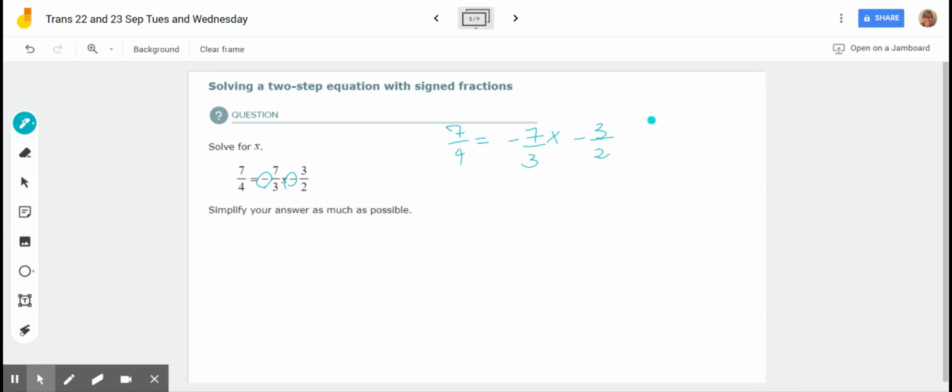What's the least common denominator between these to get rid of it? Well, start with the biggest number, 4. Does 3 go into 4? Nope. Double it. 8. Does 3 go into 8? Nope. Triple it. 12. Does 3 go into 12? Mm-hmm. So the LCD is 12. We need to multiply this one by 3 to get to 12. 3 over 3 is just a fancy form of 1. This one by 4, 4 over 4, fancy form of 1. And this one by 6. And then we'll have everything over 12.